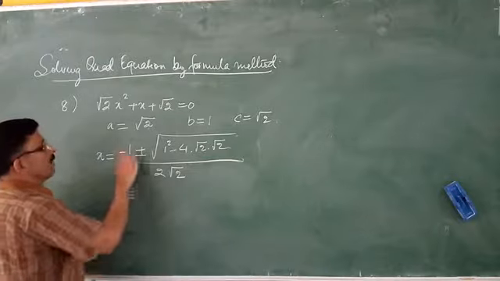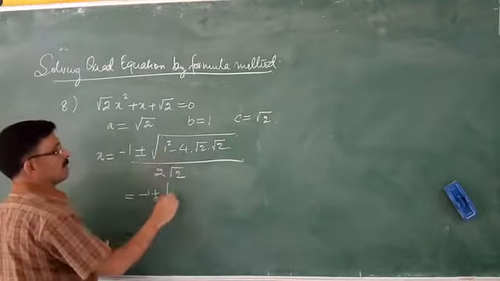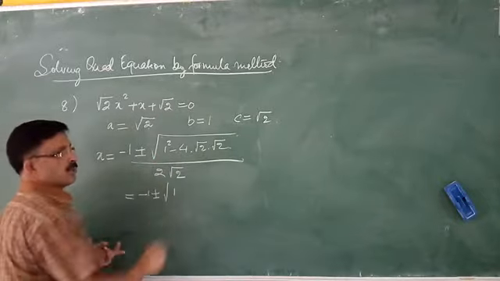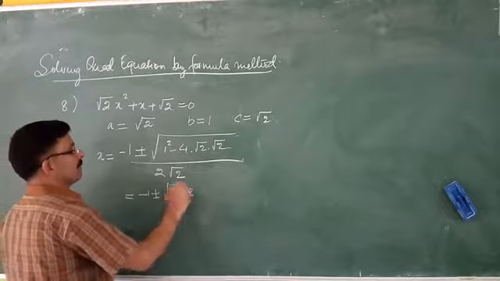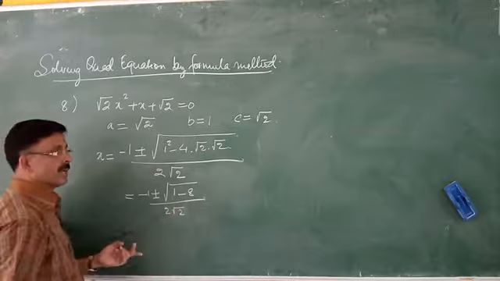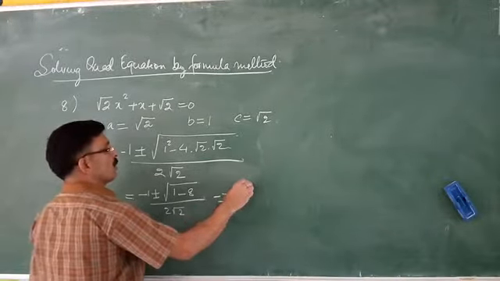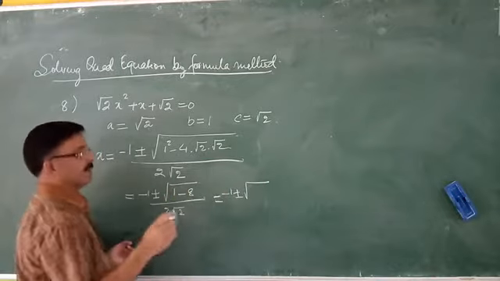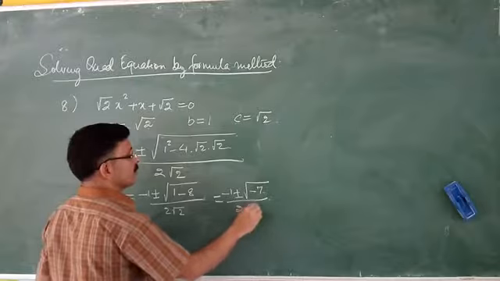Is equal to minus 1 plus minus root over. Now 1 square means 1. Root 2 into root 2, 2 into 4, 8, and then divided by 2 root 2. Is this okay? Now, minus 1 plus minus root over 1 minus 8, minus 7, divided by 2 root 2.